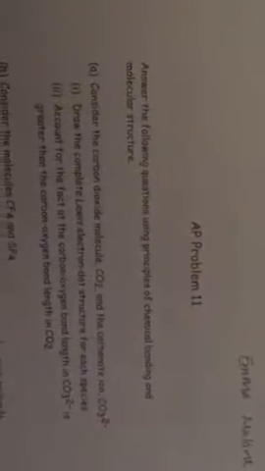AP problem 11 says consider the carbon dioxide molecule CO2 and the carbonate ion CO3 2-. Draw the complete Lewis electron dot structure for each species. Okay, so for part A I, this is the CO2 structure. It's got a carbon in the middle with double bonds with 2 O's on the side.